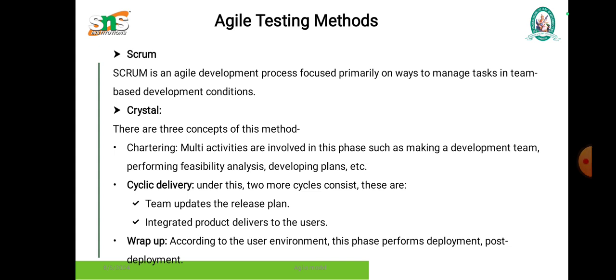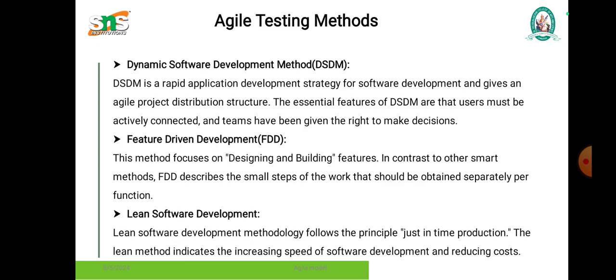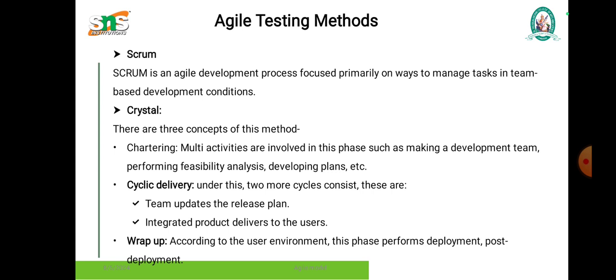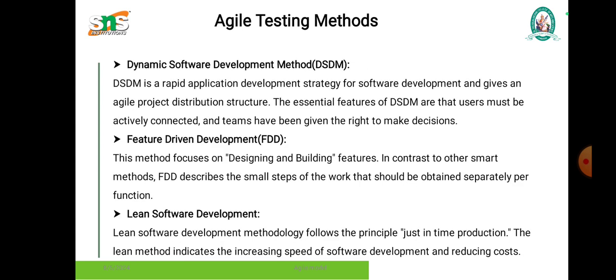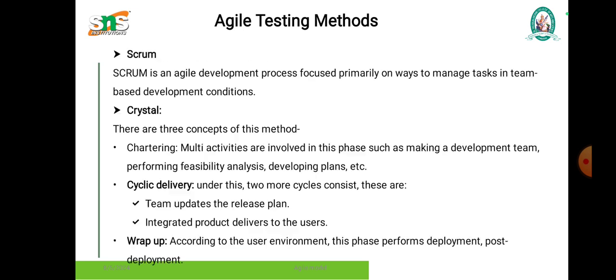And next is Agile testing methods. The Agile testing methods are classified into 5 different types. There are Scrum, Crystal, Dynamic Software Development Method, Feature Driven Development, and Lean Software Development. Scrum is an agile development process which is focused primarily on ways to manage tasks in team based development conditions. And the second method is Crystal.